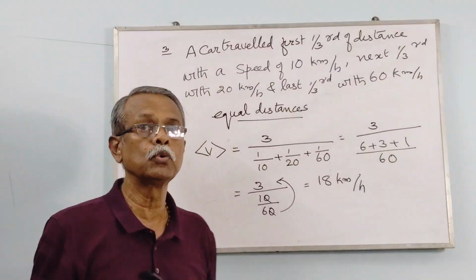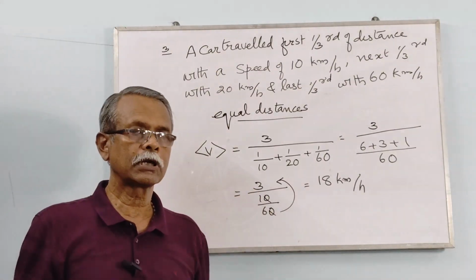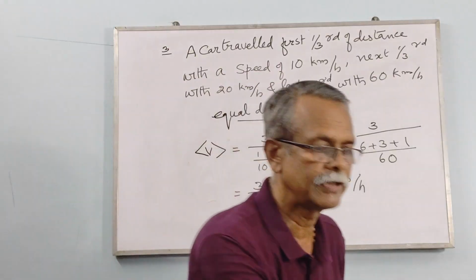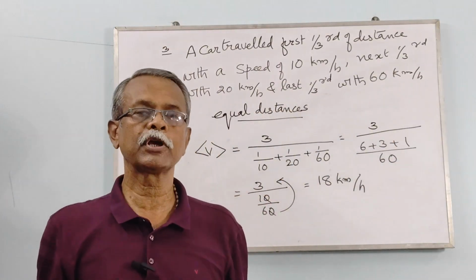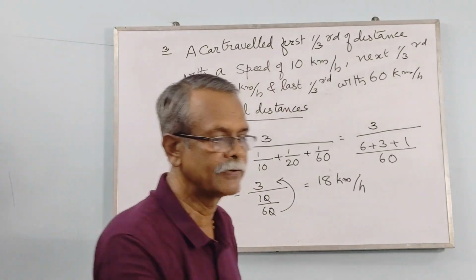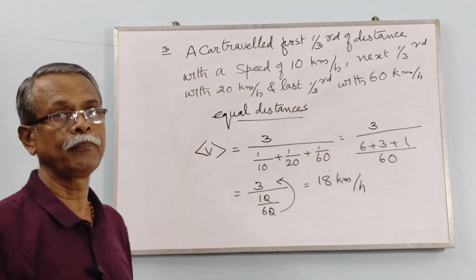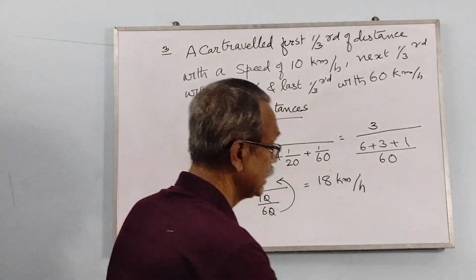So you don't need to calculate the total distance, take the total time, divide the total distance by total time. All those things need not be done because here we have equal distances. When equal distances are there, that can be easily done by using our trick.